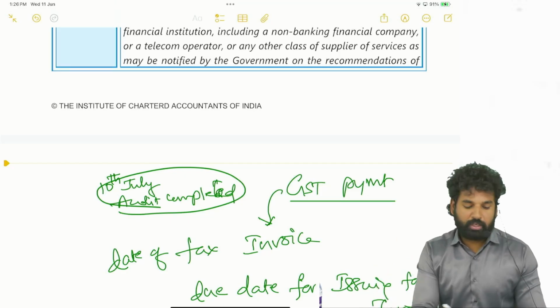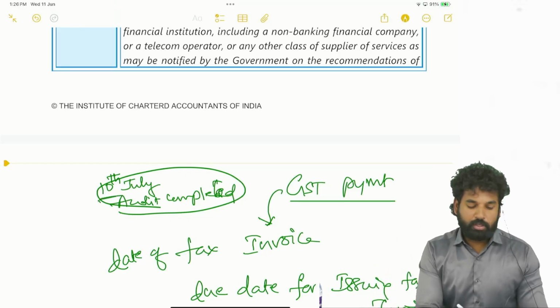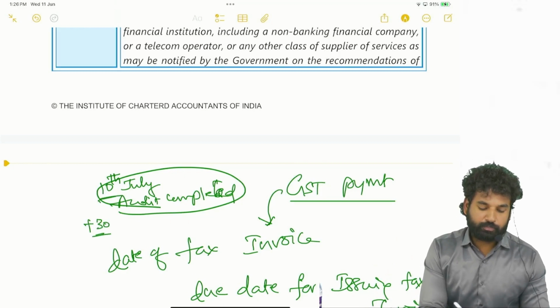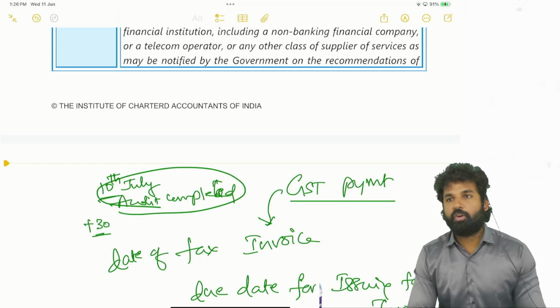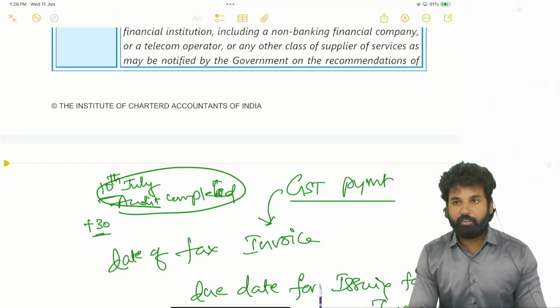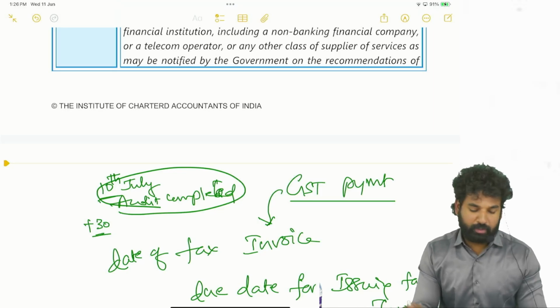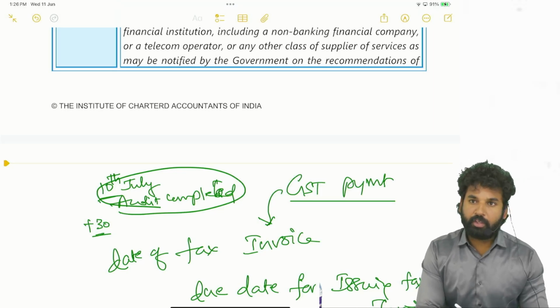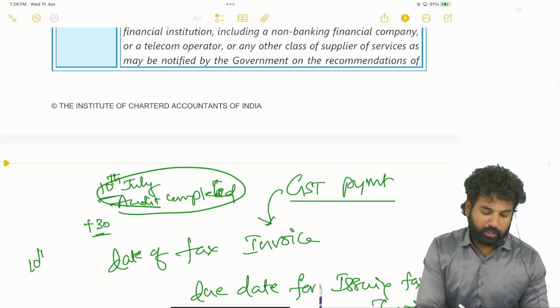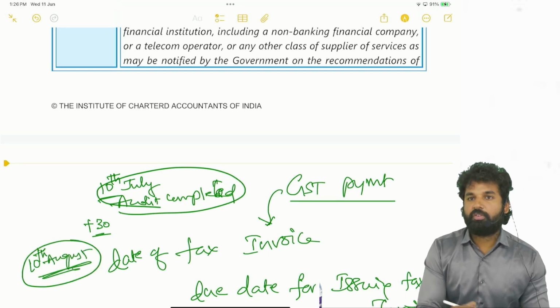30 days. So 10th July audit has been completed. So 10th July plus 30 days. What will the date be? 9th or 10th? I think 10th. 10th August will be the last date for issue of invoice.